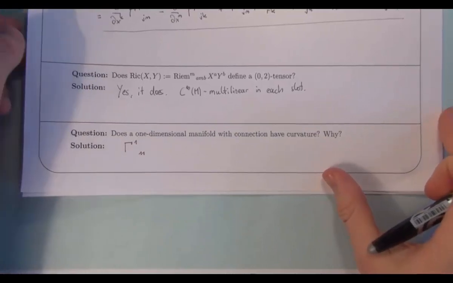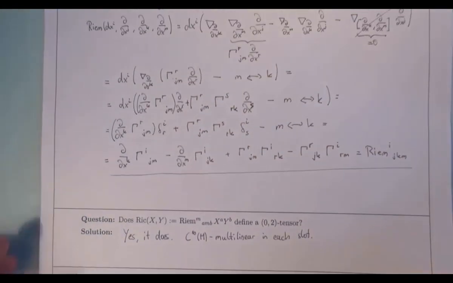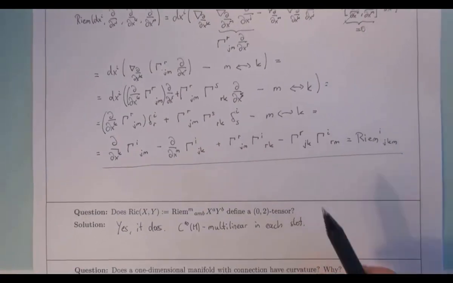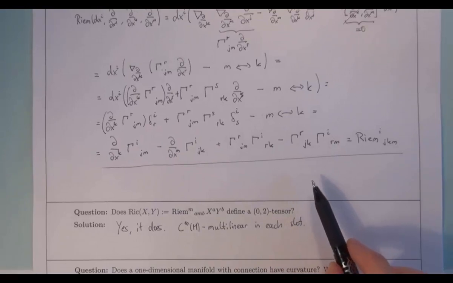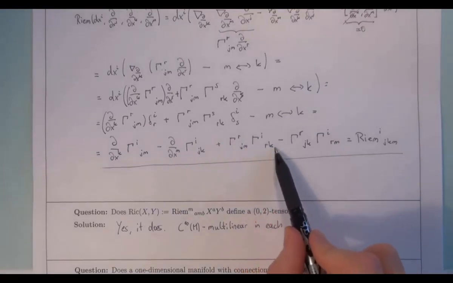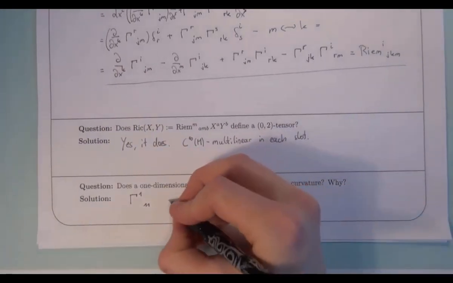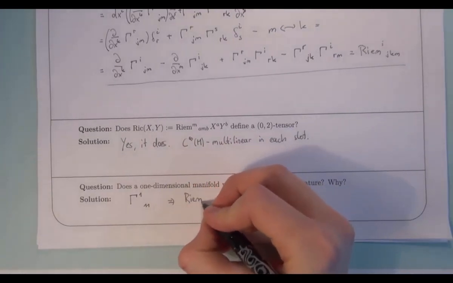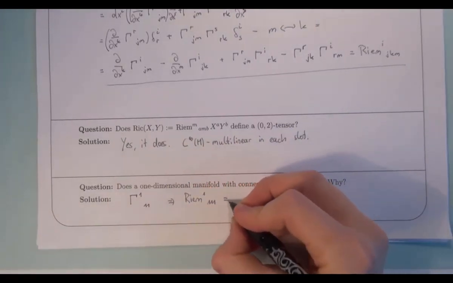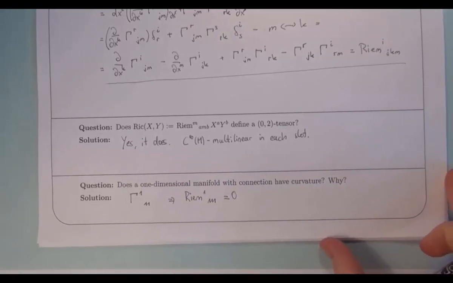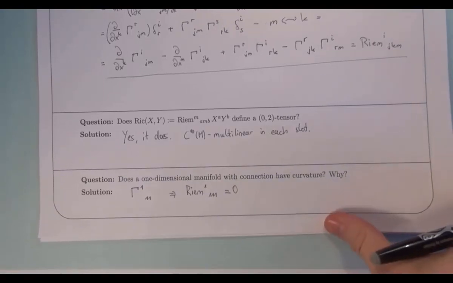However, if we now go back to the components of the Riemann tensor here, we see that if we plug in gamma 1, 1, 1 everywhere, this just kills out. Each term cancels and we end up at Riem of 1, 1, 1, 1 is 0. So the Riemann curvature vanishes everywhere, and so the one-dimensional manifold cannot have curvature, even if we define a connection on it.